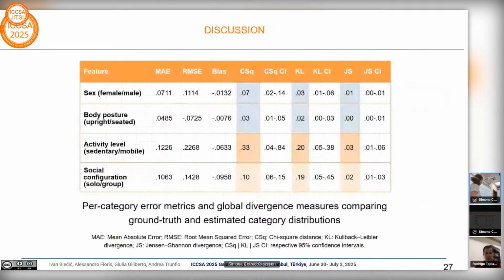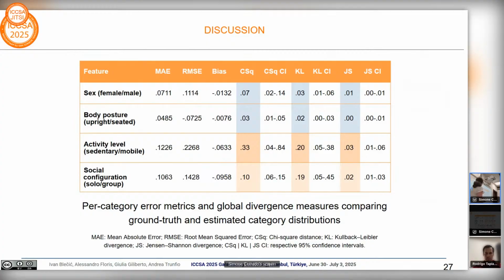To assess the alignment and the distributional similarity, we calculated the per category error metrics and global divergence measures, comparing ground truth and estimated category distribution. As global divergence measures, we have chi-square distance, Kullback-Leibler divergence, and Jensen-Shannon divergence, which I highlighted.